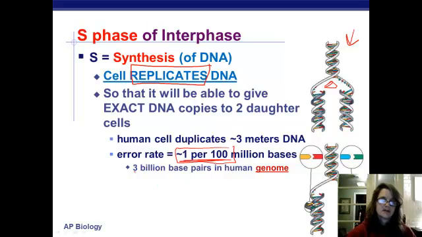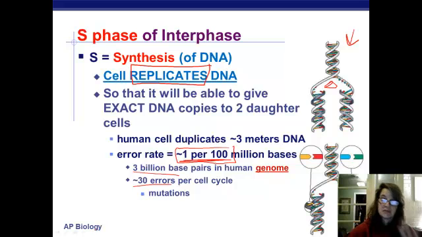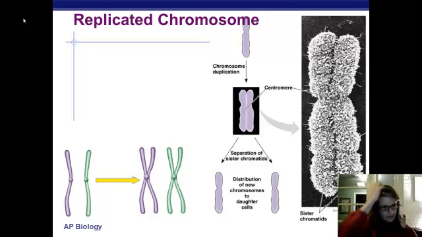But if you're typing 3 billion base pairs, as you would in the human genome, then your cell might make, among those 3 billion bases, 30 errors in a cell cycle. And errors in your copying of your DNA result in mutations, which could be damaging. So your cells do need to go back and correct some of those, even though it's a fantastically low error rate. But there's a source of an amazing amount of variation that could happen.